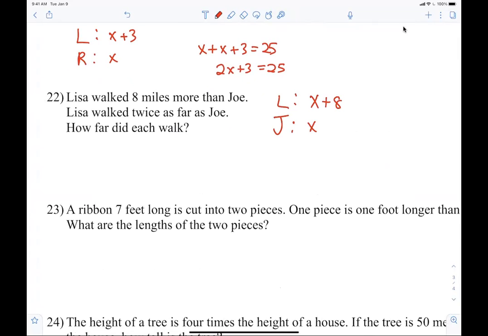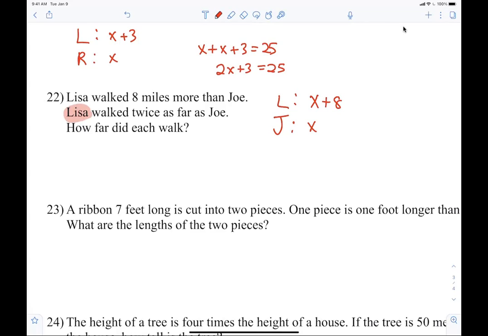Lisa walked twice as far as Joe, right. So how much is Lisa? How much did she walk? Oh, twice as far as Joe. Nope. How much did she walk? Somebody help him. 8 miles. Tell him. She walks X plus 8.